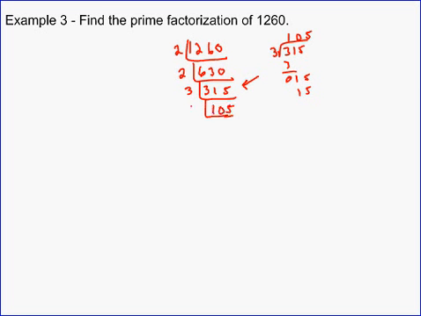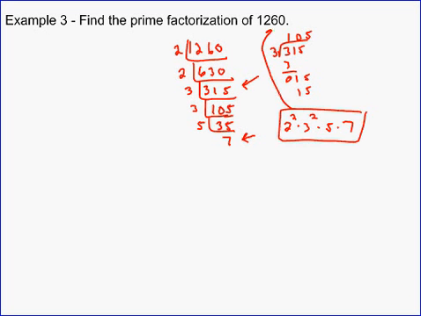It's still divisible by 3 because 1 plus 0 plus 5 is 6. That's going to be 35. And 35 we know is very common, and that's 5 times 7. This is a prime number, so we know we're done. So you get two 2s, 2 squared, times 3 squared times 5 times 7. That is a representation of 1260 using only prime numbers, as we call it, the prime factorization.